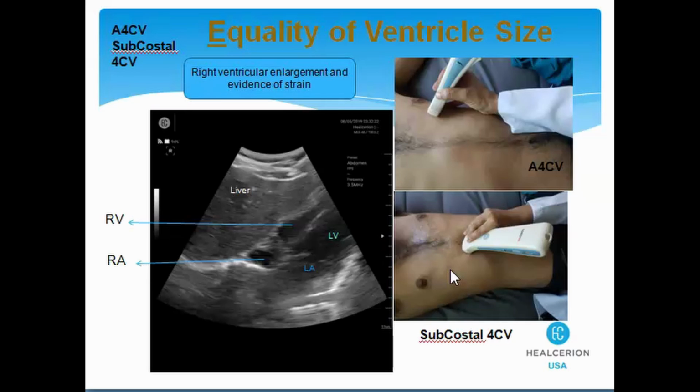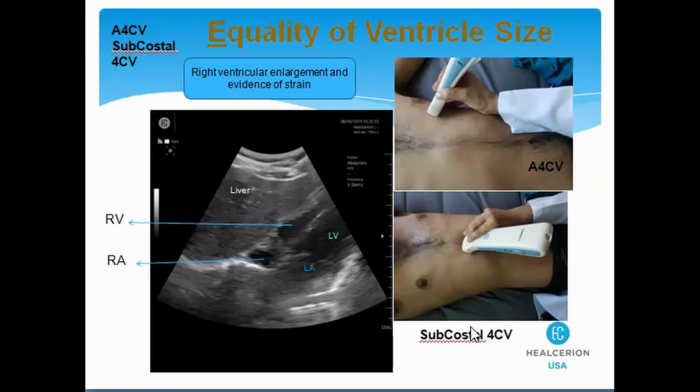Another is the subcostal view for looking at the four chambers of the heart. So you put the probe in the subxiphoid region, this region. This is the same plane where you look for the IVC, but at that time your probe was in a longitudinal plane.